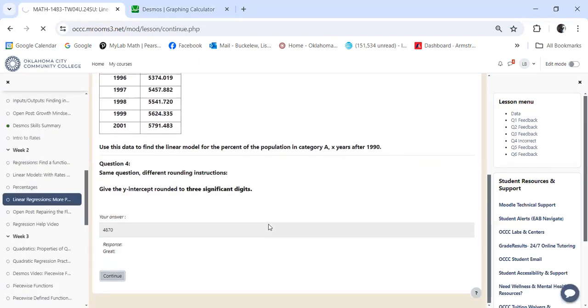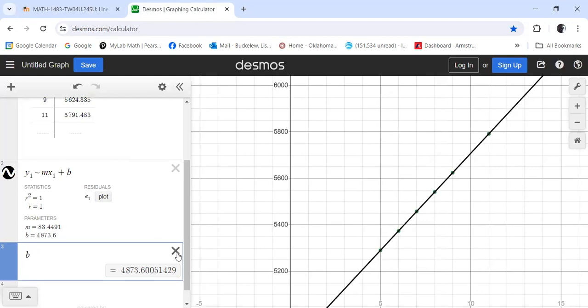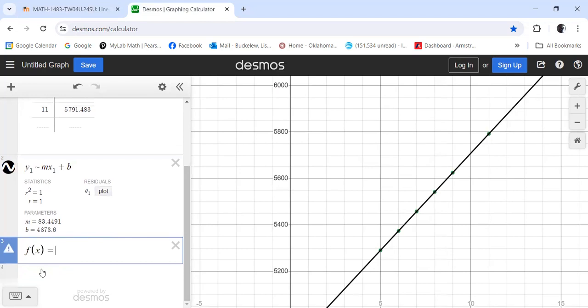So let's look at the last two. Okay, now it says use an unrounded model to estimate the percent of the population category A in the year 2000. Okay, so to do the unrounded model in Desmos, let's go back here, and we need to use it like a function so that we can plug in 10 for the year 2000. So I don't want to just use these numbers and write a function like f of x equals this number times x plus the 4,873, because those are rounded values. I want to actually use what the calculator is storing as all of the significant digits that it had for those two values. It's just showing us rounded values here.